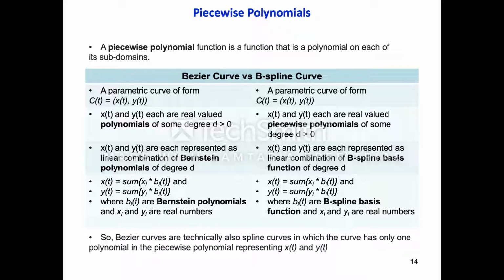For Bezier curves, x of t is equal to the sum of xi times bi of t, and y of t is equal to the sum of yi times bi of t, where bi of t are Bernstein polynomials and xi and yi are real numbers. Whereas for B-spline curves, x of t is equal to the sum of xi times bi of t and y of t is equal to the sum of yi times bi of t, where bi of t are B-spline basis functions and xi and yi are real numbers. So Bezier curves are technically also spline curves in which the curve has only one polynomial in the piecewise polynomial representing x of t and y of t.